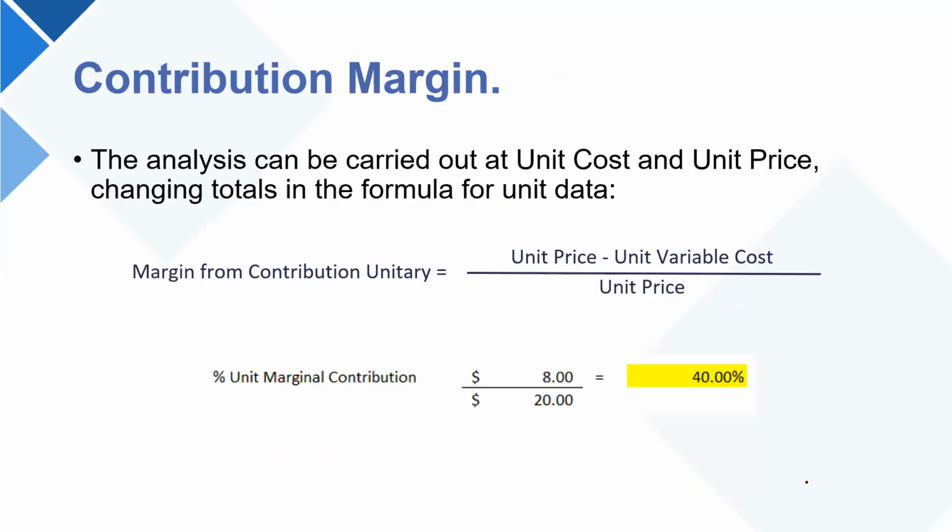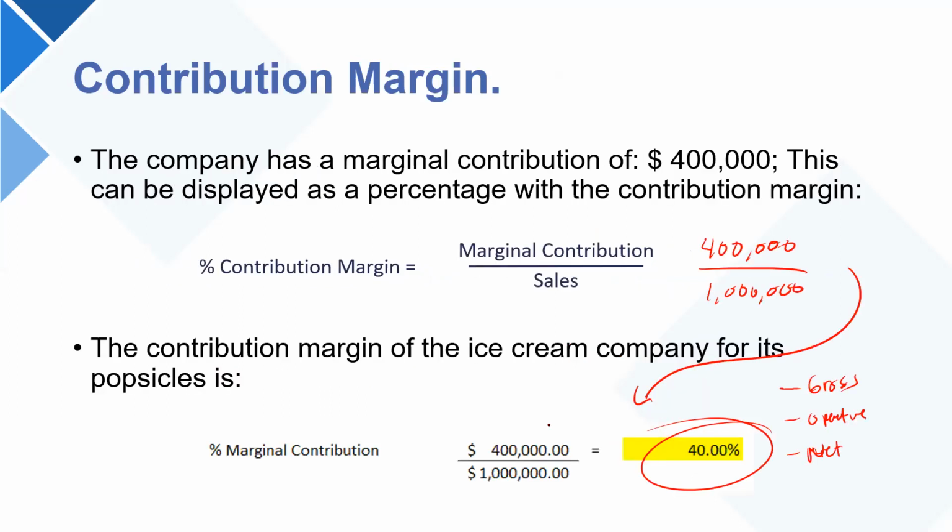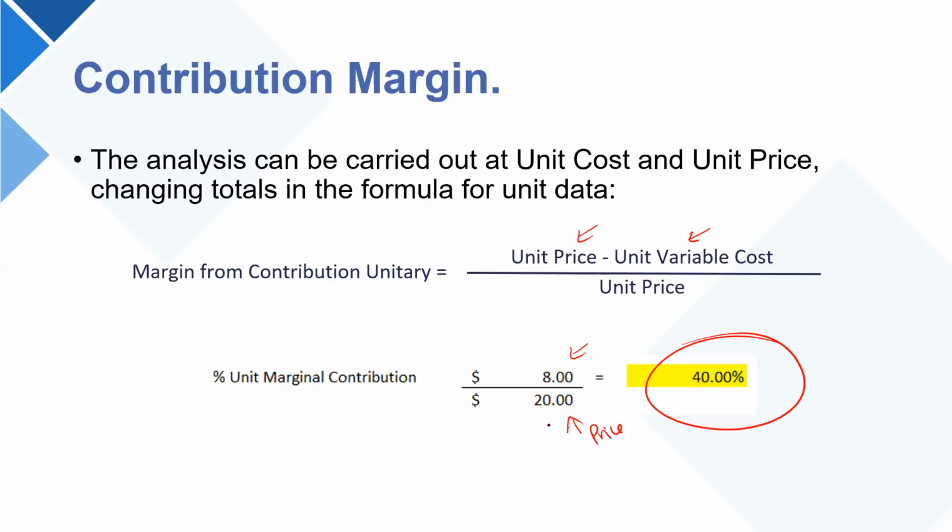Okay, so look that we are using the total values to do that analysis, but you can also use the unit analysis. That is, instead of sales, you use price, and instead of variable cost, you use unit variable cost. The unit contribution is unit price minus unit variable cost, and it's going to give you the same percentage. You see, 40%, 40%. Because it is a proportion, and of course it's the same. As long as the proportion holds, it will be the same value, even though you have unit or you have total.